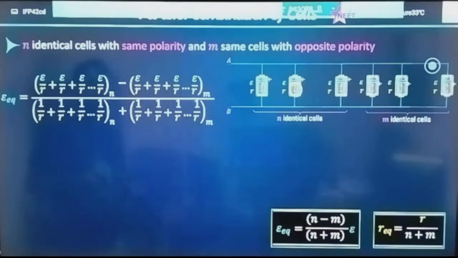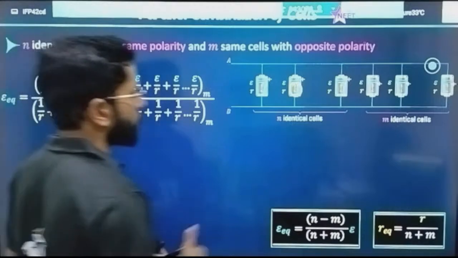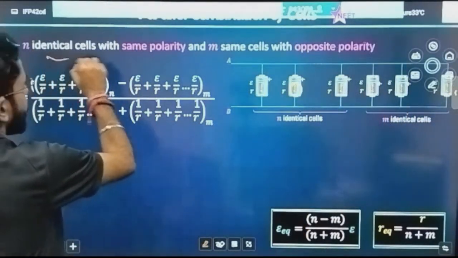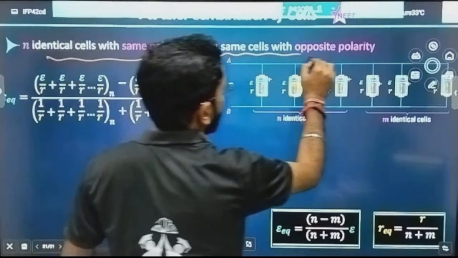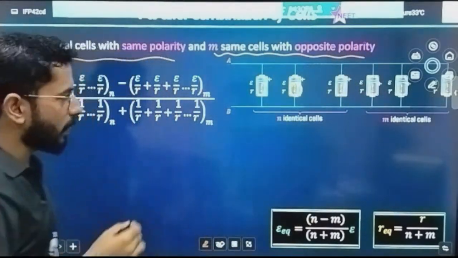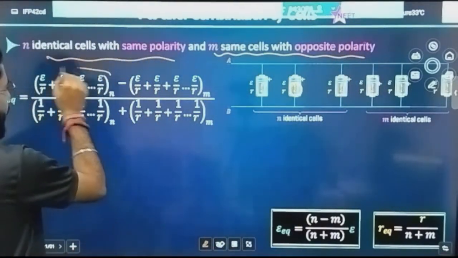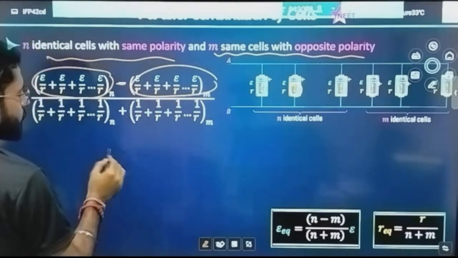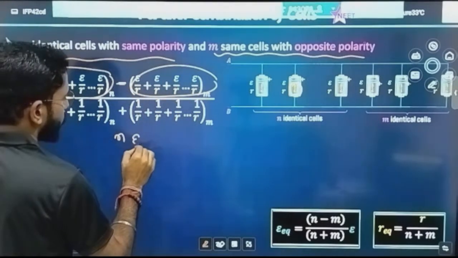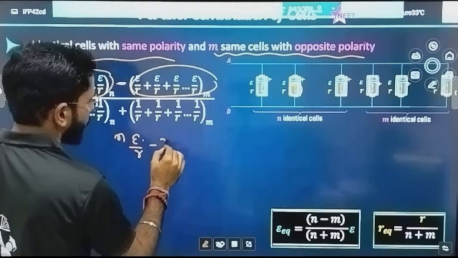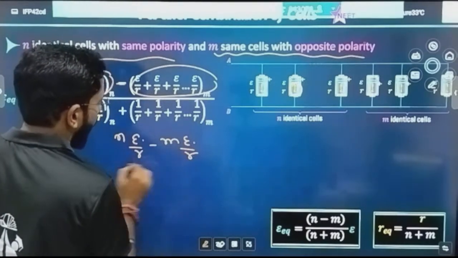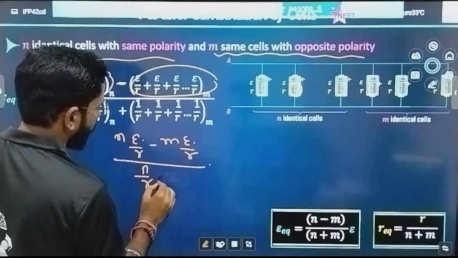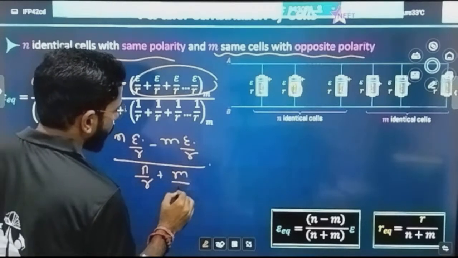Here there is another case also. n identical cells with the same polarity and m identical cells with the opposite polarity are connected. So what you'll be writing for the effective, you'll be adding all these things, but in front of these there will be a negative sign. Eventually it will become n times E by R minus m times E by R, and in the denominator you'll be writing 1 by R, n by R plus m by R.